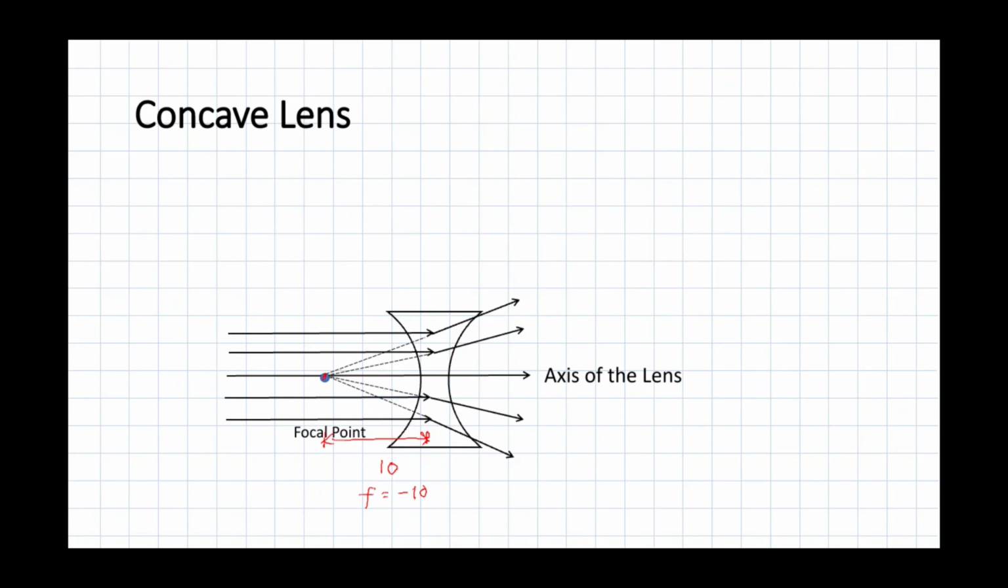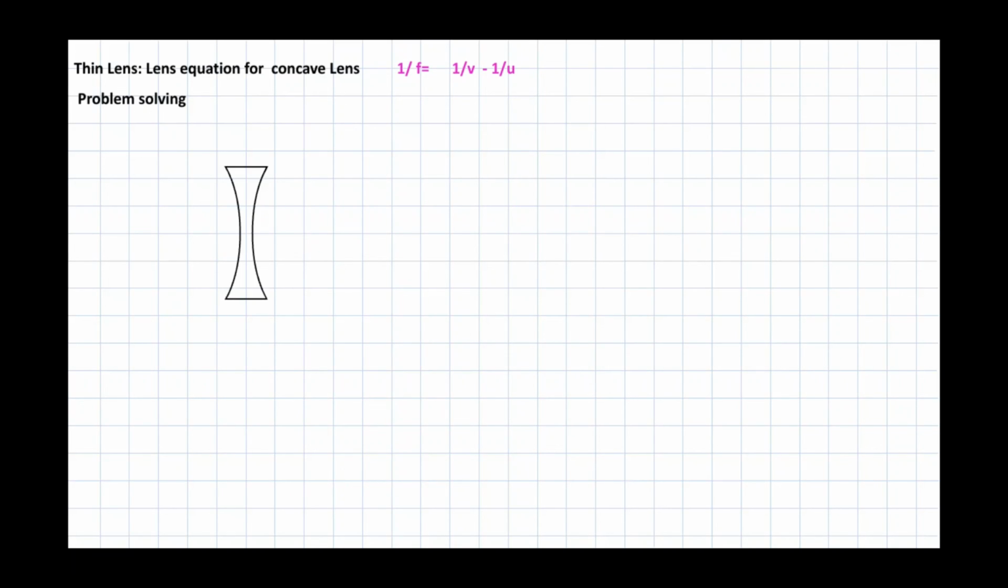Okay, so this is the focal point. Now let us consider the thin lens or lens equation for a concave lens. The equation is the same for a concave lens as well as a convex lens. So here it is problem solving, and here it is a concave lens.